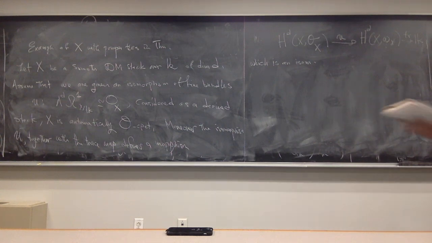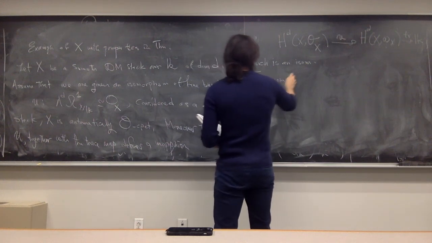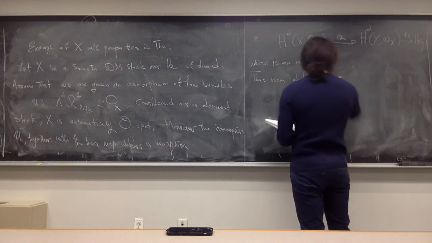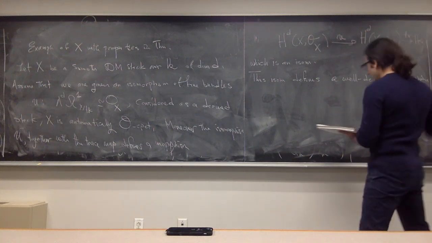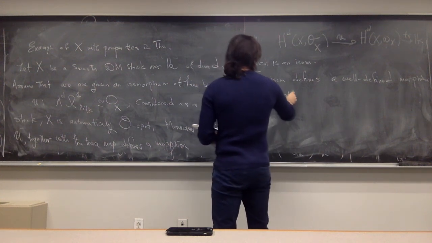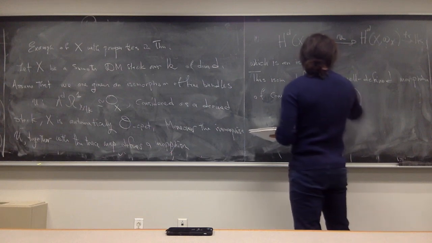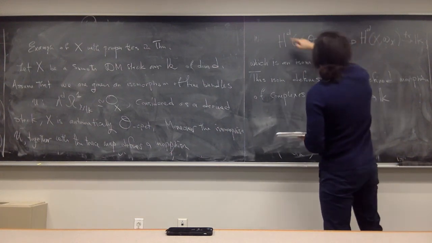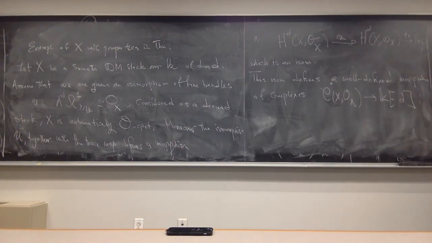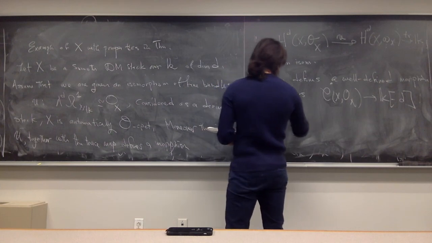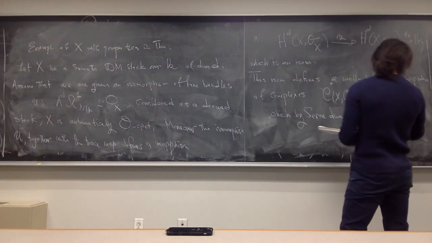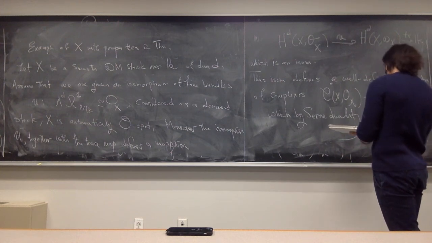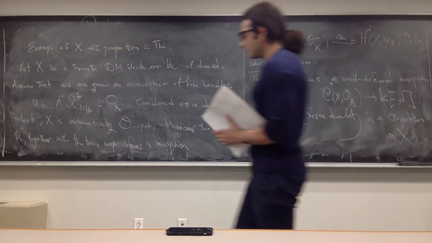Okay. So this isomorphism defines a well-defined morphism of complexes from C of X, O_X to K, because it goes from degree D to K of degree minus D, which by Serre duality is an orientation on X. Okay, so I think this is a good example.